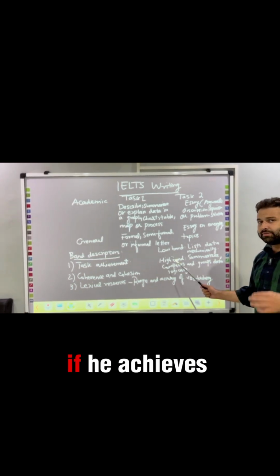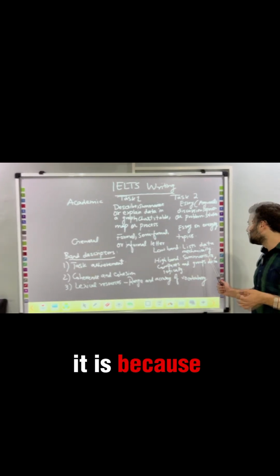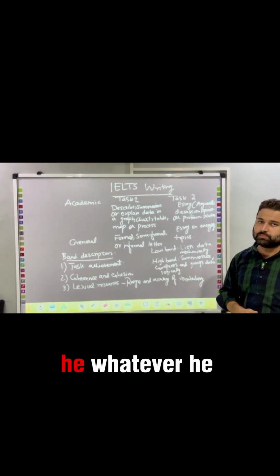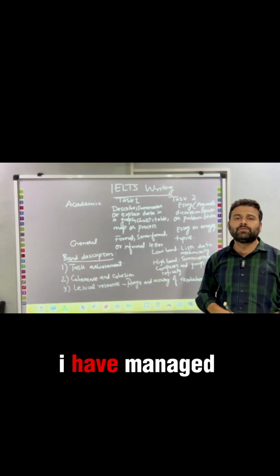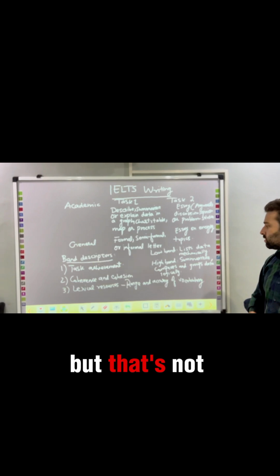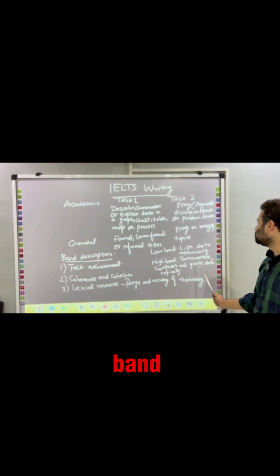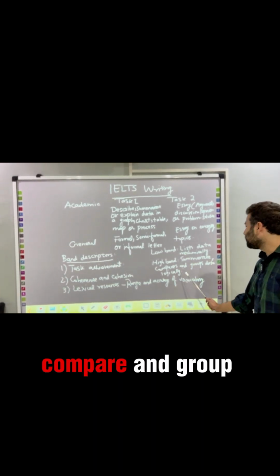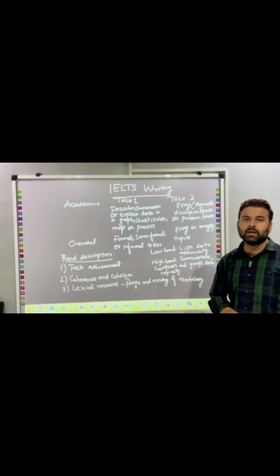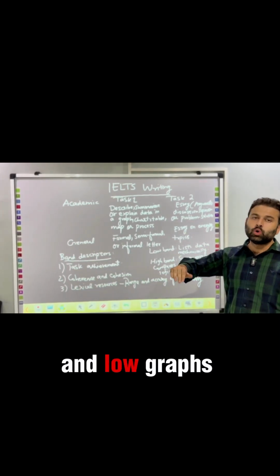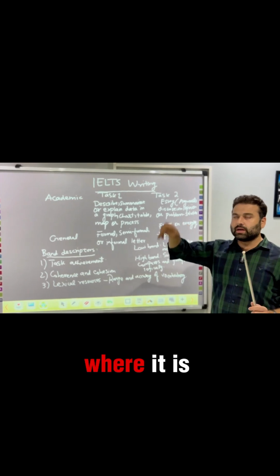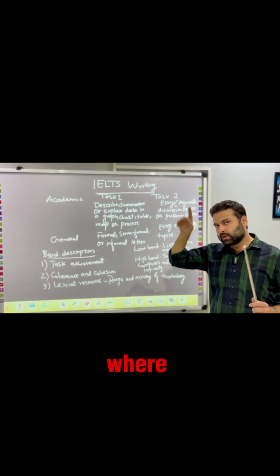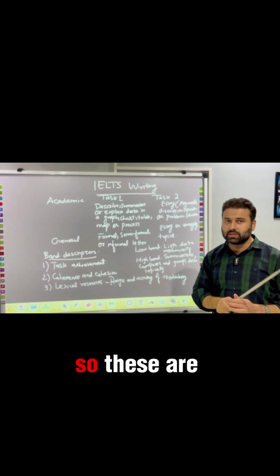Now, if a student achieves a low band, it is because he lists data mechanically. Whatever he sees, he just presents it, and says that he has managed the task appropriately, but that's not the case. If you want to score a high band, you need to summarize, compare and group data logically. If you see highs and lows in graphs, you have to tell the examiner where it is rising and where it is going downwards. So these are the things.